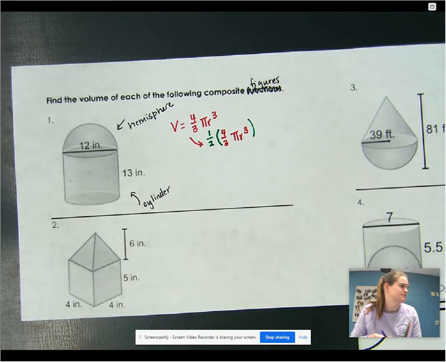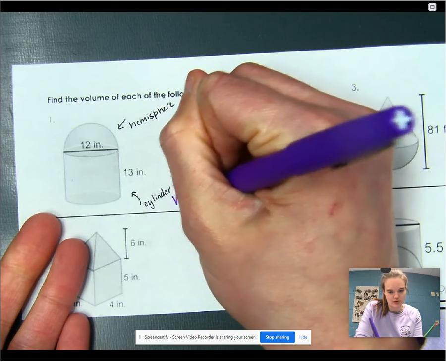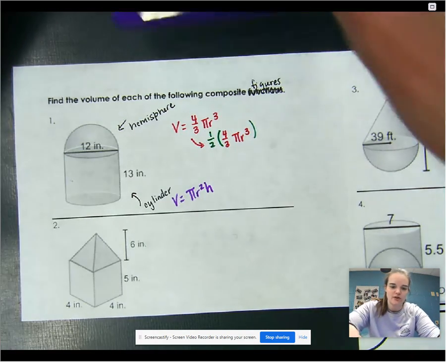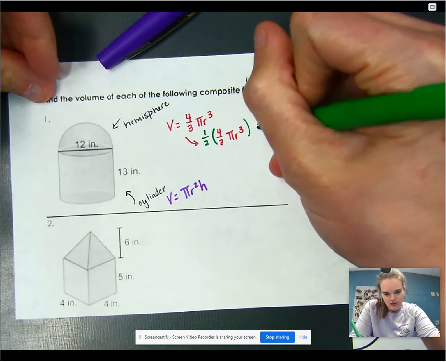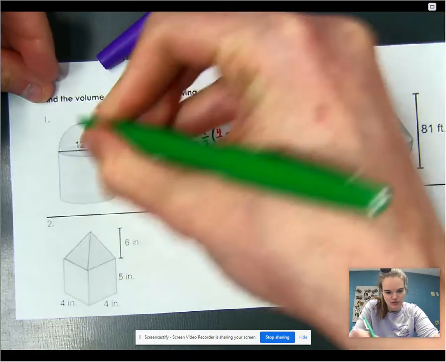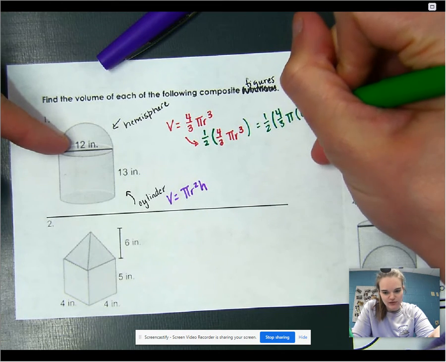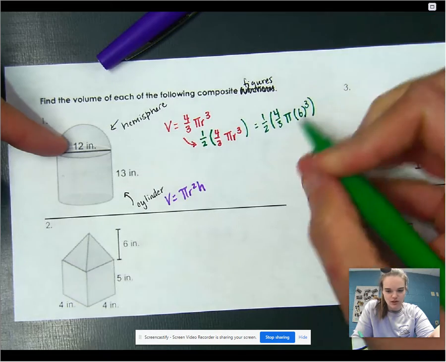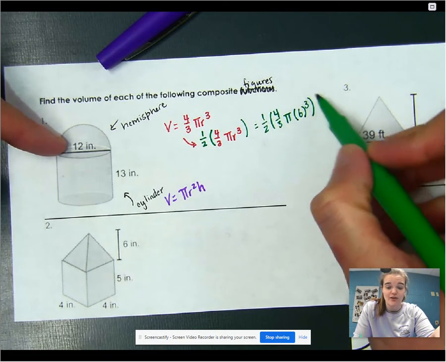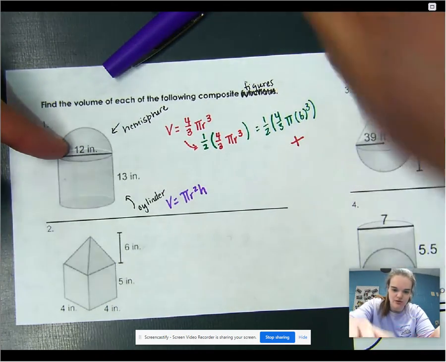And then the cylinder is pi r squared h. So let's do both, add them together. So the volume of the hemisphere is 1/2 times 4/3 pi. It does not say use 3.14. The radius is 6 cubed. Got a lot of parentheses here. I am going to put them all together in one step. So I'm going to put a big old plus right here. We're going to add these two together.